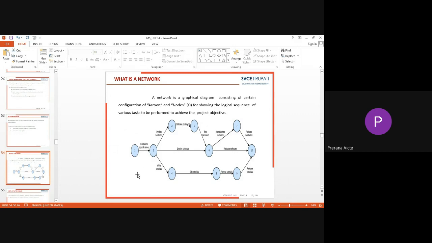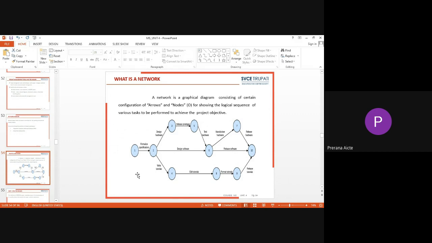There are mainly two types of representations which can be used for the construction of the network: activity on arrow and activity on node. Of these two methods, activity on arrow, AOA, is most popularly used for constructing the network using given data. Here the activities are represented by arrows and the events are represented by the nodes or circles.